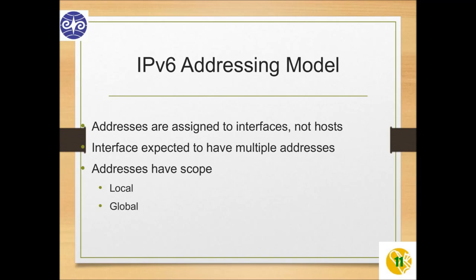IP addressing models. Dear students, there are two models of IP addressing. First is local and second is global. We will discuss them over here. There are 2 points in this slide. First point, addresses are assigned to interfaces, not hosts. Every device contains interfaces like Ethernet 0 interface or Ethernet 1 interface. So interfaces are used to assign IP addresses. Interfaces are expected to have multiple addresses.